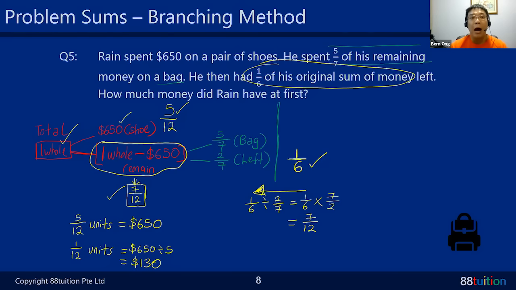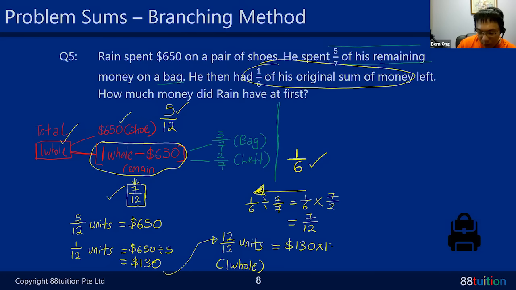You're looking for what? How much money did Rain have at first? Rain had 12 over 12, right? 12 over 12 means you're looking for 12 units here, which represents what? One whole. This is actually your one whole, right? So 12 over 12 units, simply take 130 times 12, which will be equal to 1560.